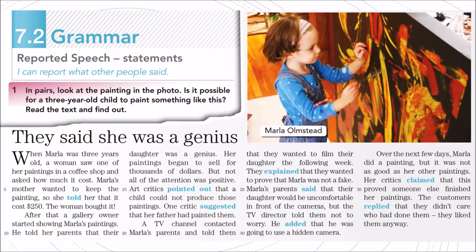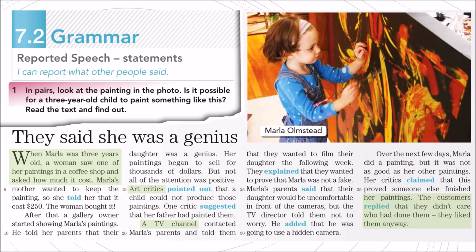From the opening, we can tell the text is about a 3-year-old girl called Marla, whose paintings got a lot of attention. As we skim through the text, we see that she attracted the attention of art critics, a TV channel, and in the end we see that many customers really like her paintings to the extent of not caring whether she really was the person who painted them at all.